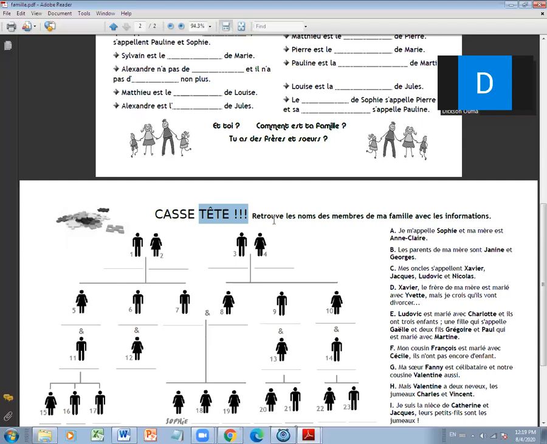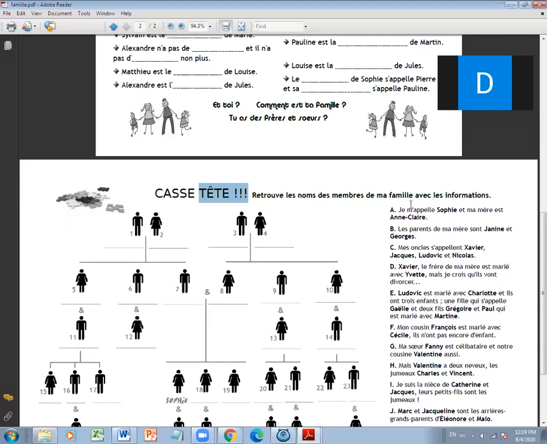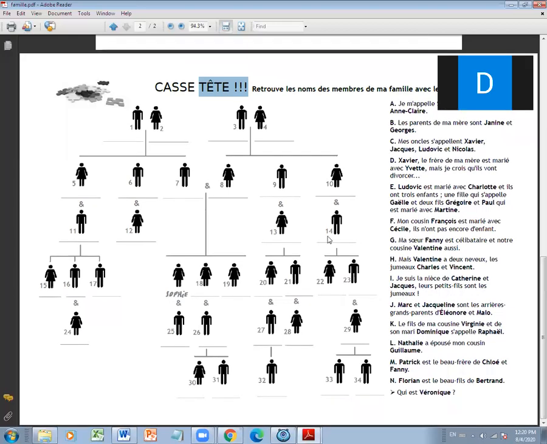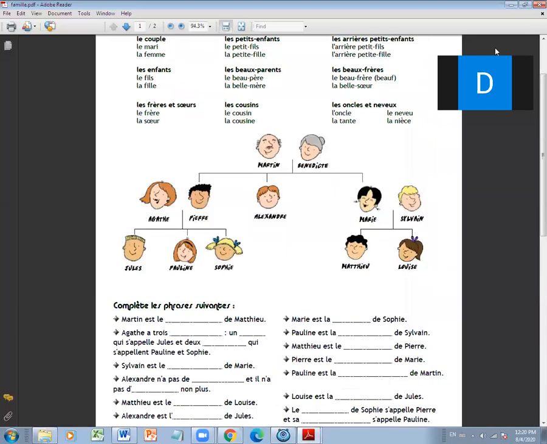Retrouvez le nom de membre de ma famille avec les informations. So here you are given these words. So we have 1, 2, 3. Then now you are asked to complete this. You see how big this family is? Yes, this family is big. So from there, you are told at least to try to find that. So basically, that is it as far as the family is concerned, and I believe you've learned something out of that.